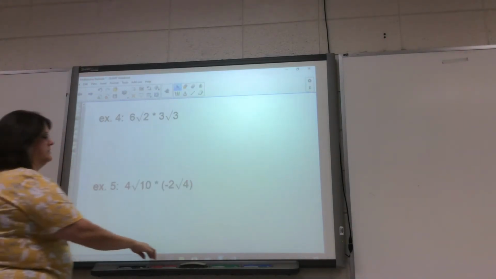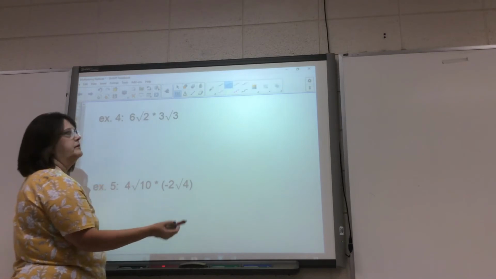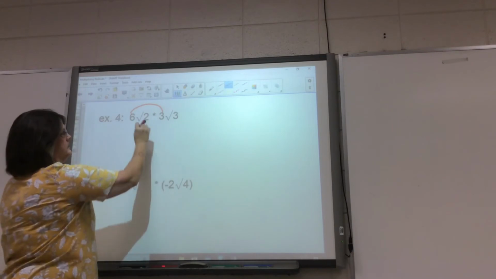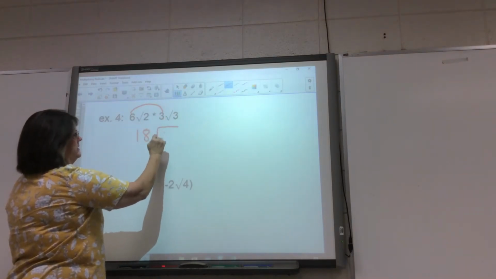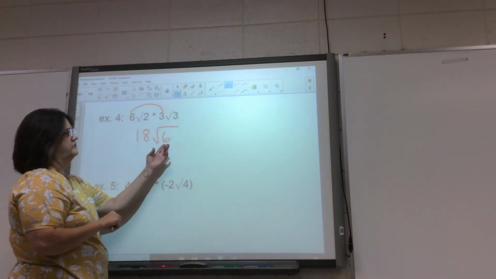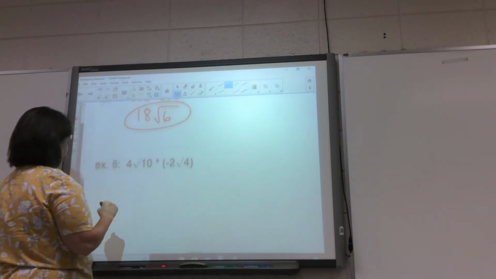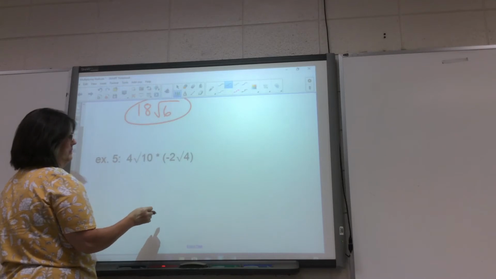All right. Outside with outside, inside with inside. 6 times 3 is 18. Those are both outside. 2 times 3 is 6. 6 is not going to simplify. The factors are 2 times 3. There aren't 2 of them. All done.